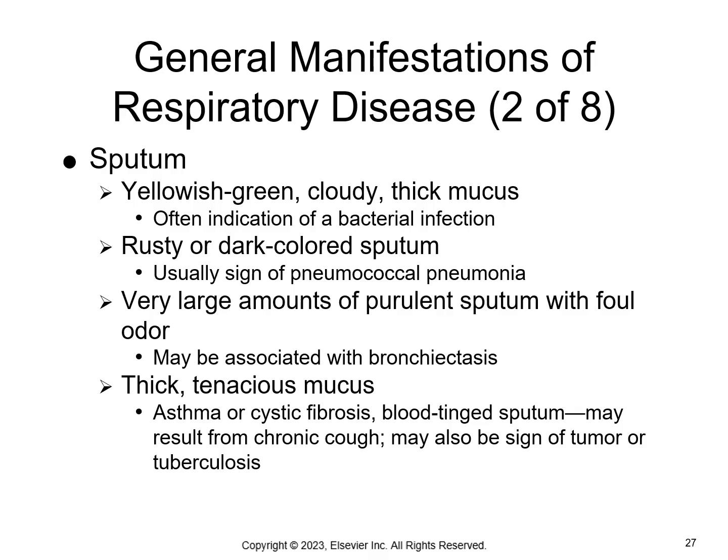I would know that. And then thick, tenacious, sticky mucus can occur in clients that have asthma or cystic fibrosis, because that really plugs up all the ducts in the body, but especially the lungs and the pancreas. Blood-tinged secretions can result from a chronic cough or irritation that causes rupture of the superficial capillaries, but it could also be a sign of a tumor or TB.